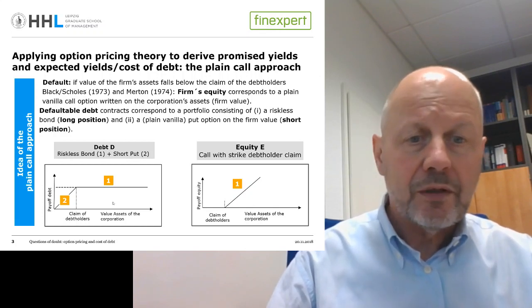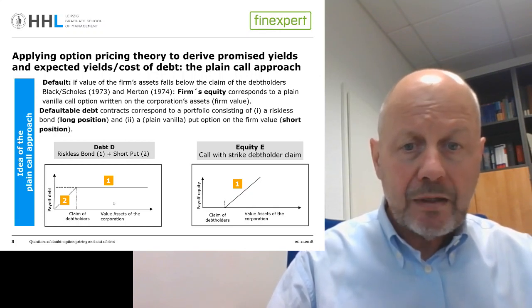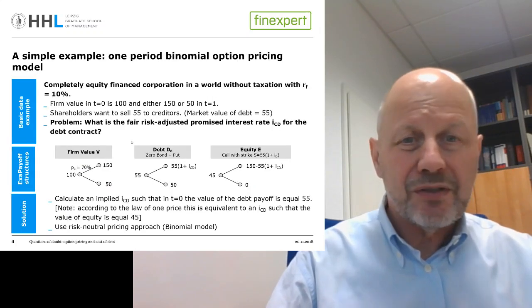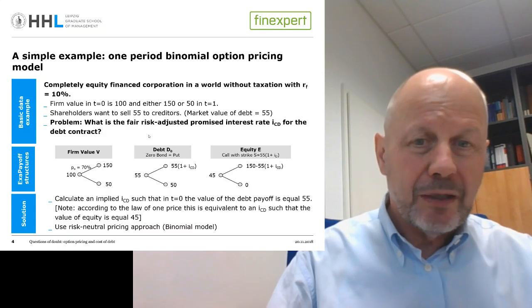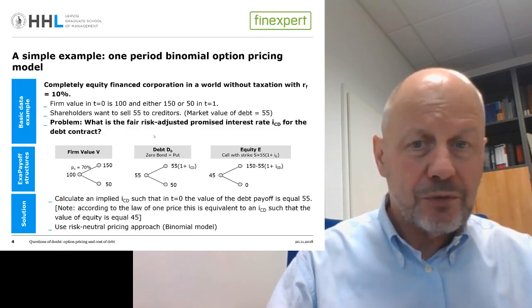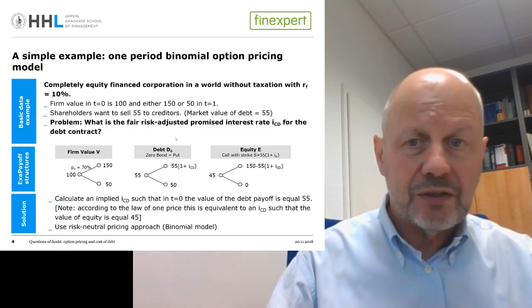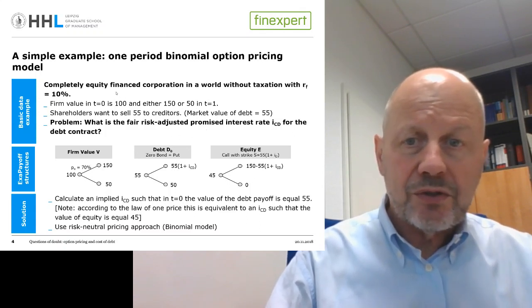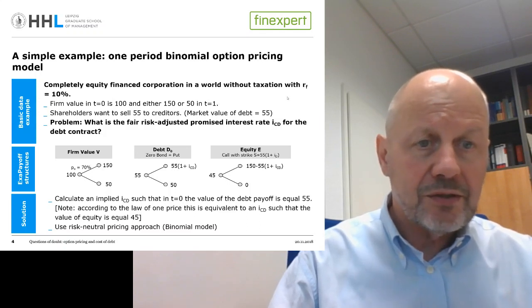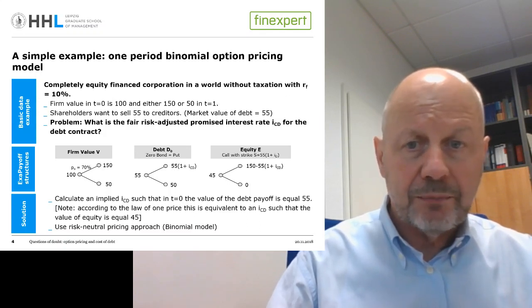So I would now just show how a simple option pricing model may be used in order to value these two option-like claims of equity holders and debt holders. We start out with a completely equity financed firm in a world without taxes. The riskless rate is supposed to be 10%.